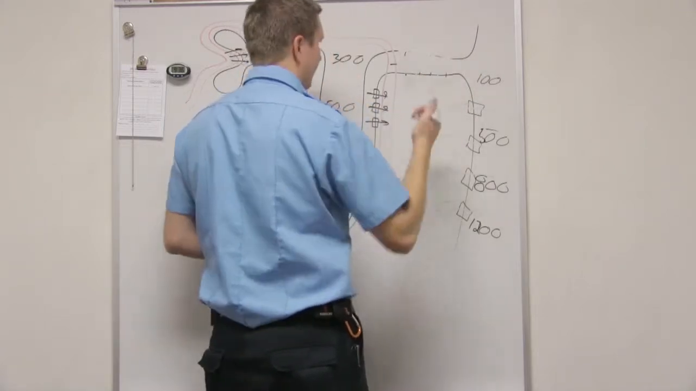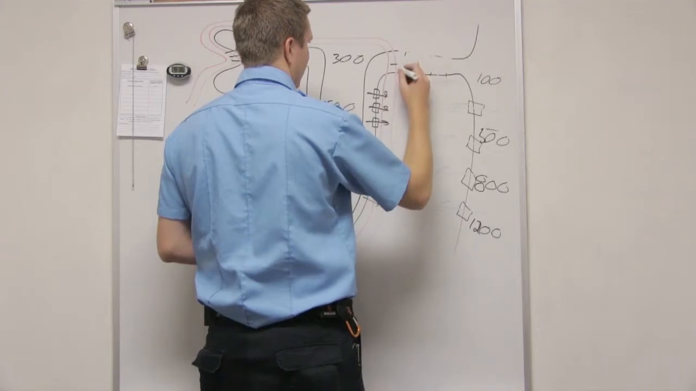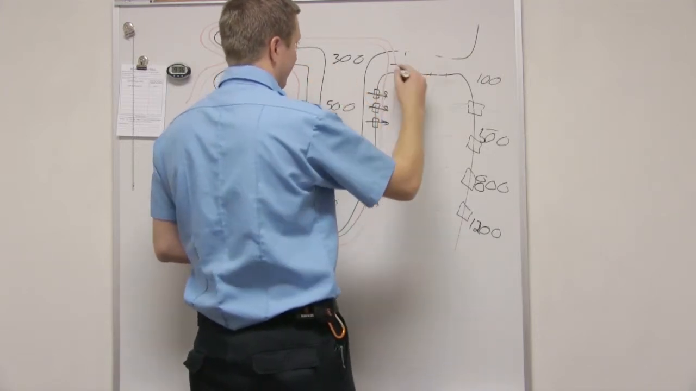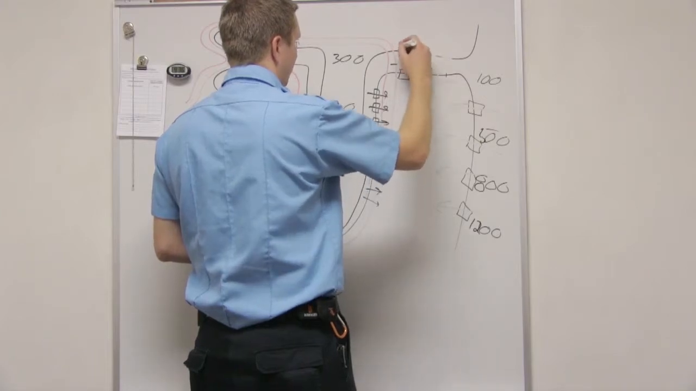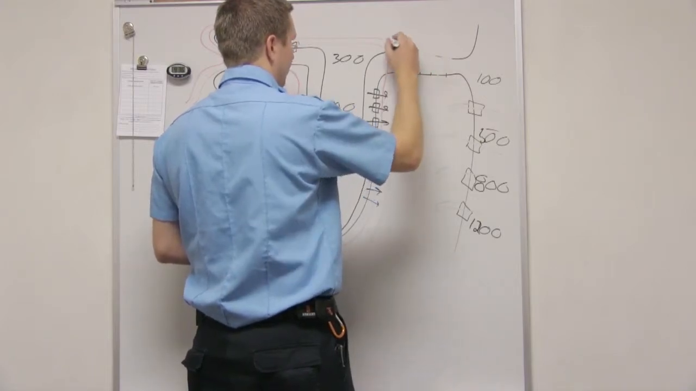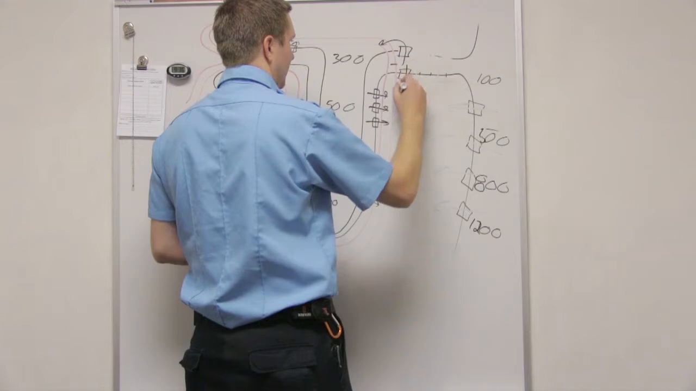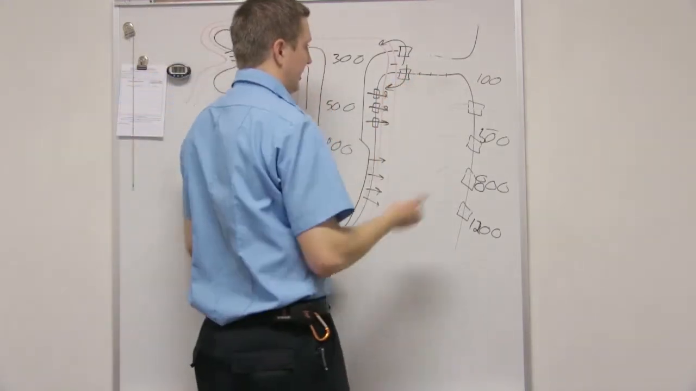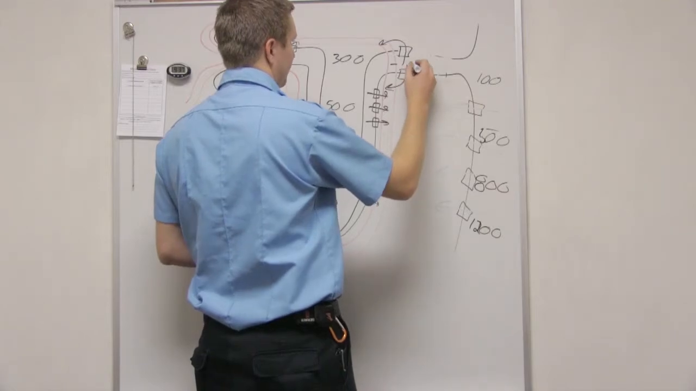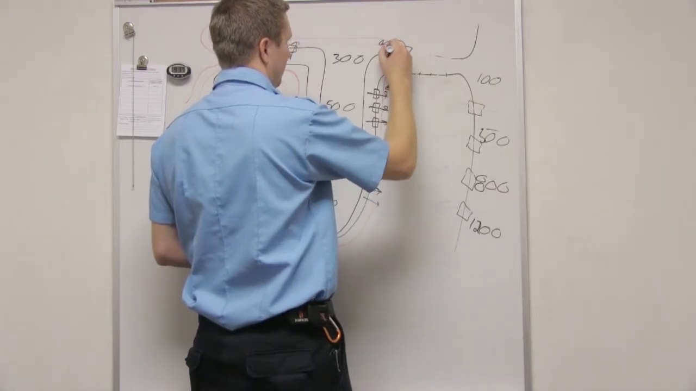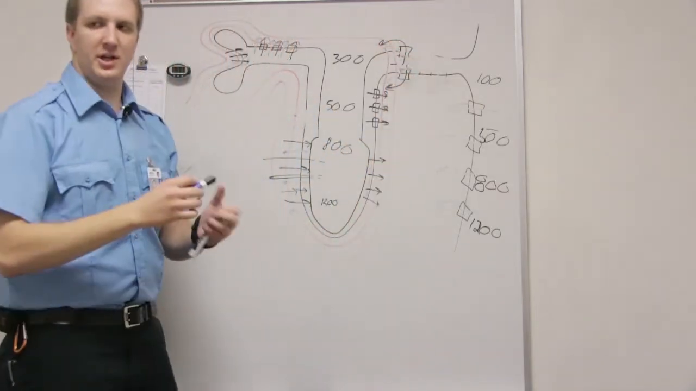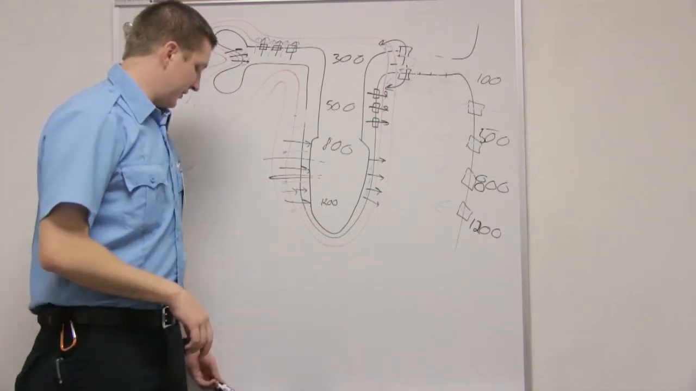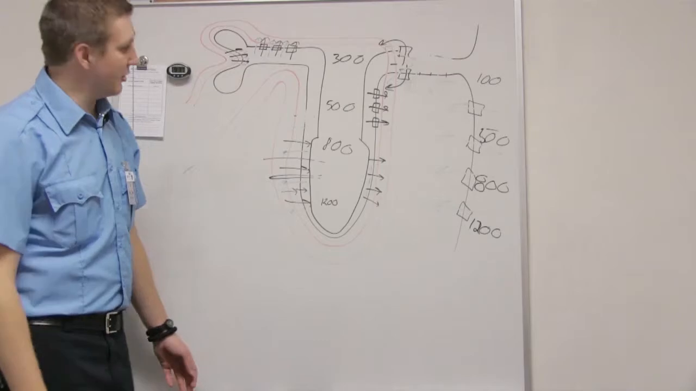So we put more sodium channels here. I didn't really draw that right, but we put more sodium channels. So the sodium goes into the blood and water follows it, which increases our blood volume. That, along with the vasoconstriction that we did, increases our blood pressure.